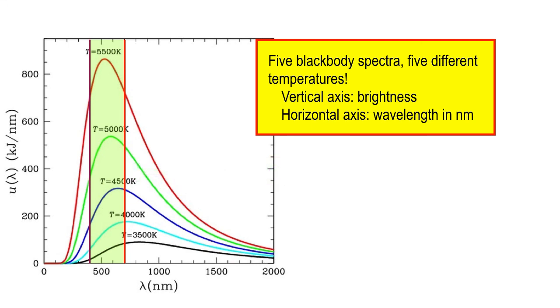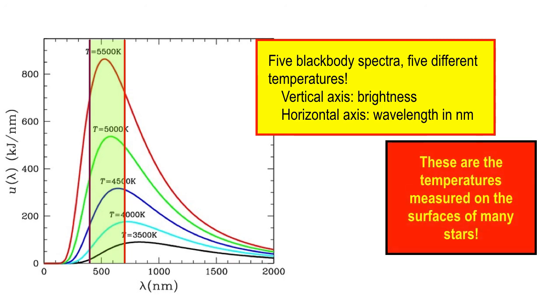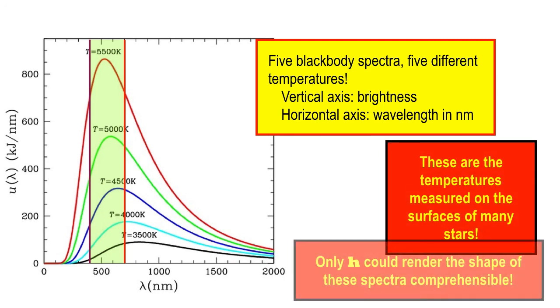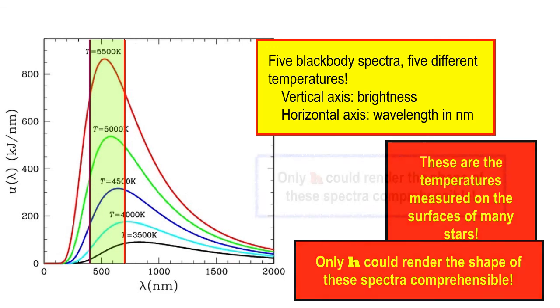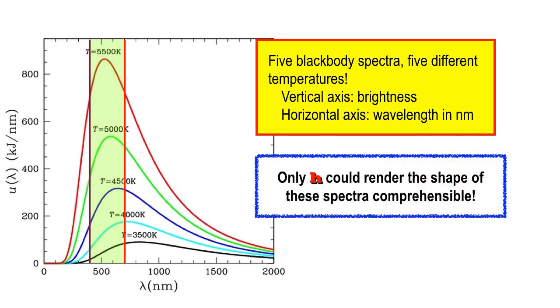Now, students, these spectra are what we observe for many, many stars. These temperatures represent the surface temperature of many stars. So these are kind of spectra that we find all the time in real life. And our main point is that only h could render the shape of these spectra comprehensible.